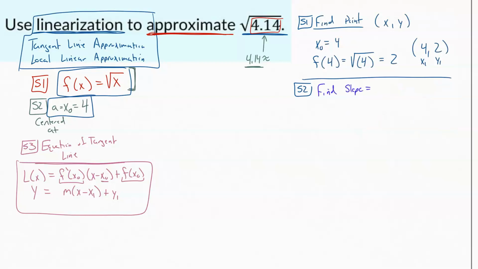We need to find our m. And in calculus, our slope formula comes from our derivative. So to find our slope, we need to find the derivative of our equation. So again, start with the f of x that you're working with, the equation you're approximating. So f of x is equal to the square root of x.